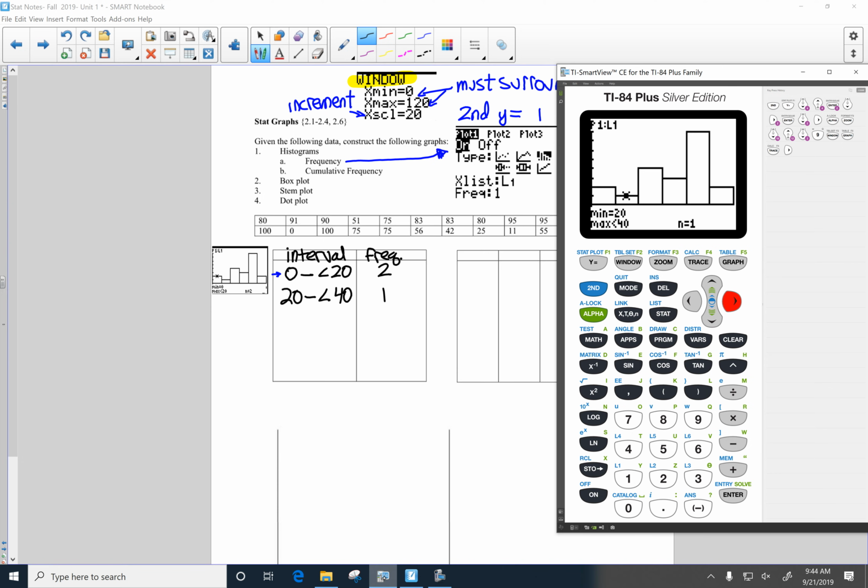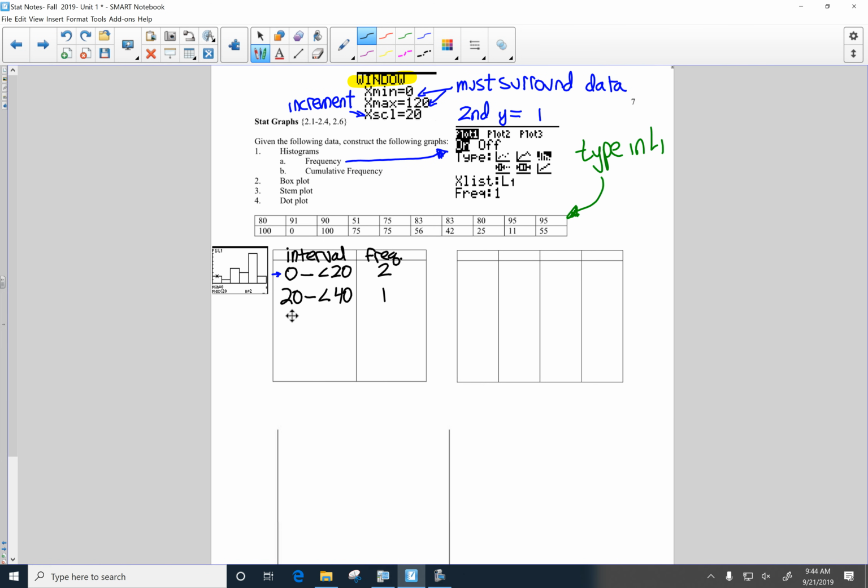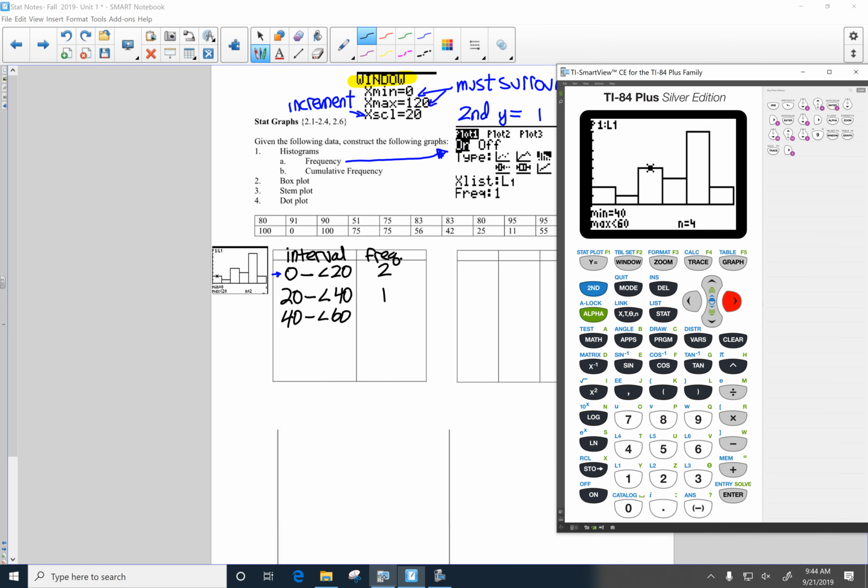Right arrow, 40 to less than 60. Yeah, but also it tells you where it says n equals. It also tells you the number right there. I didn't see that. Yeah. Makes sense. I just figured it out. So we have n equals 4.